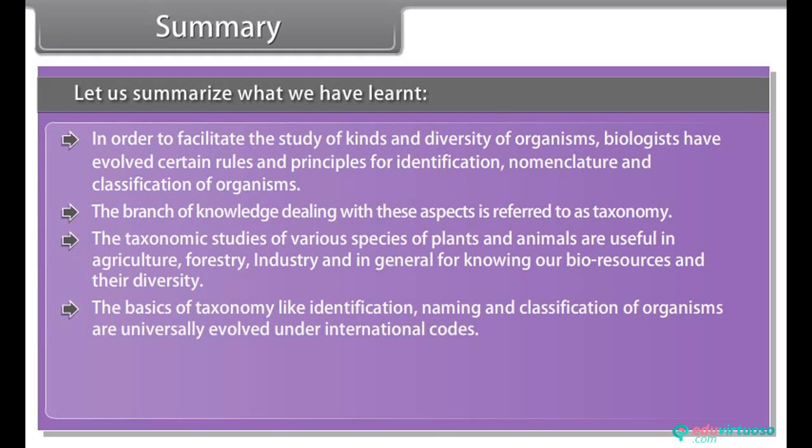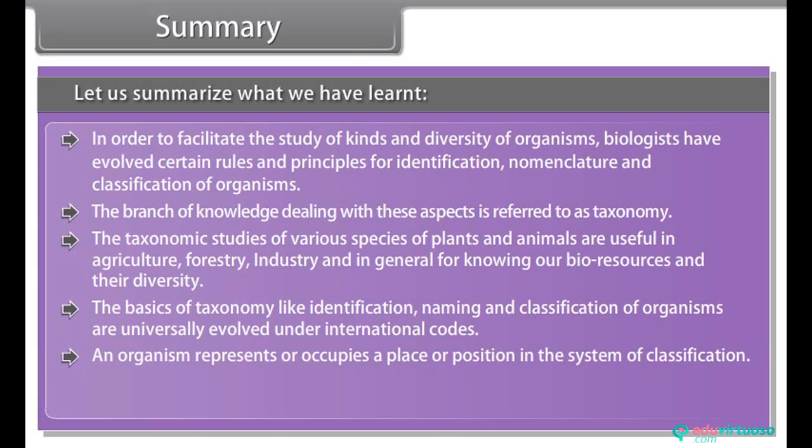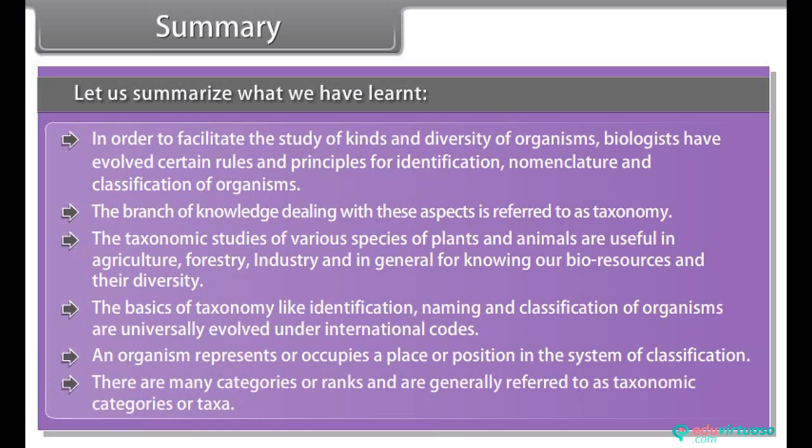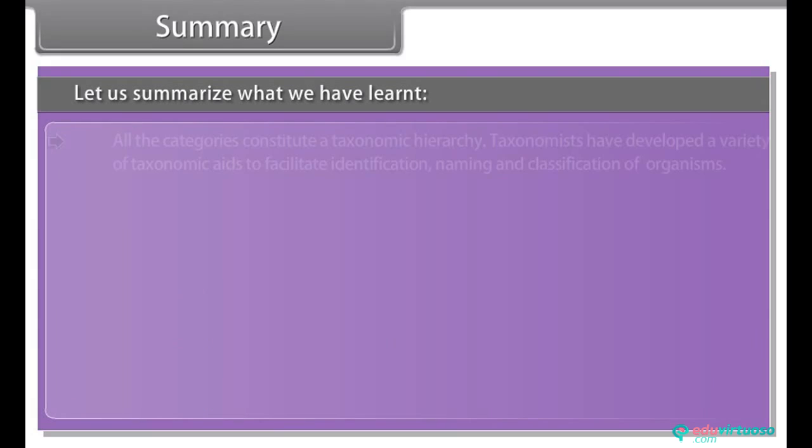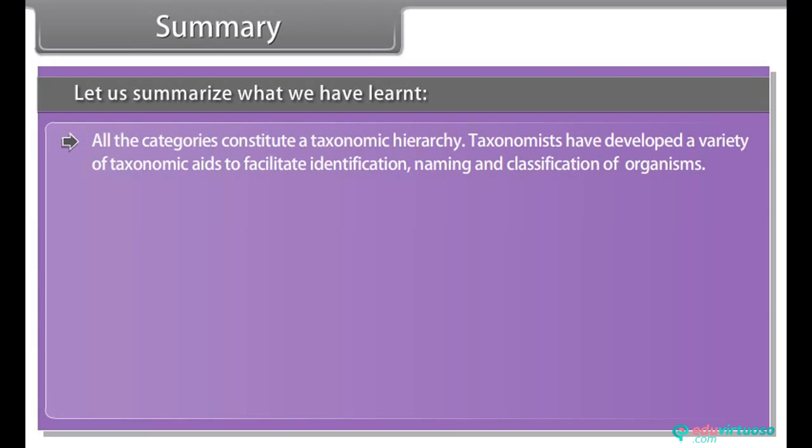The basics of taxonomy like identification, naming, and classification of organisms are universally evolved under international codes. An organism represents or occupies a place or position in the system of classification. There are many categories or ranks and are generally referred to as taxonomic categories or taxa. All the categories constitute a taxonomic hierarchy. Taxonomists have developed a variety of taxonomic aids to facilitate identification, naming, and classification of organisms.